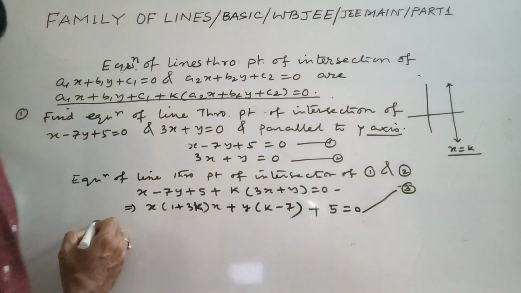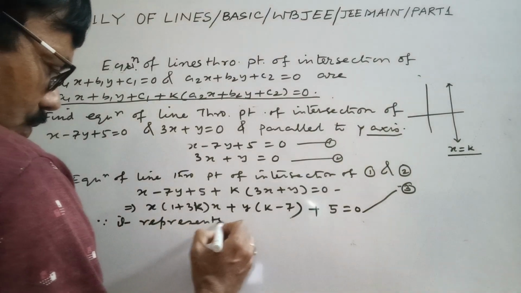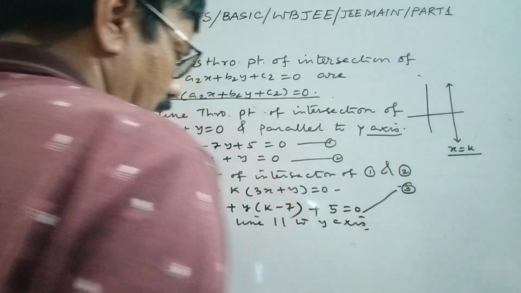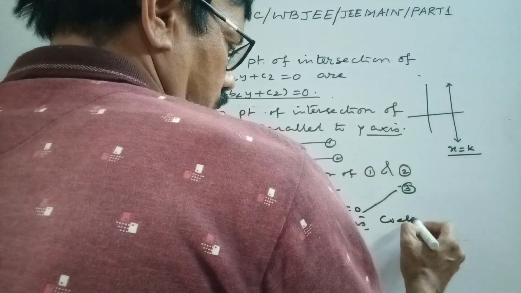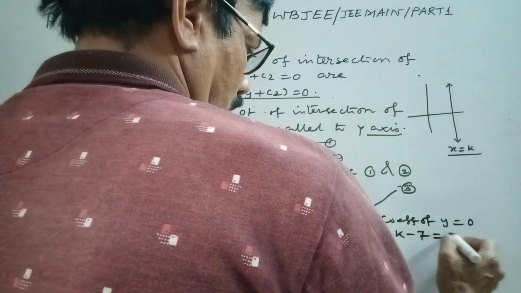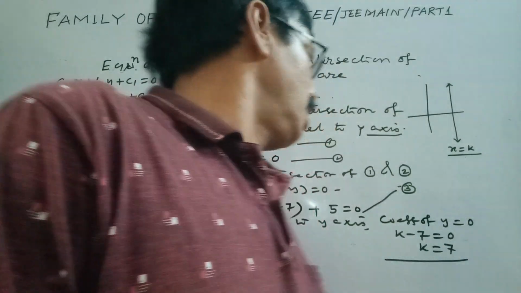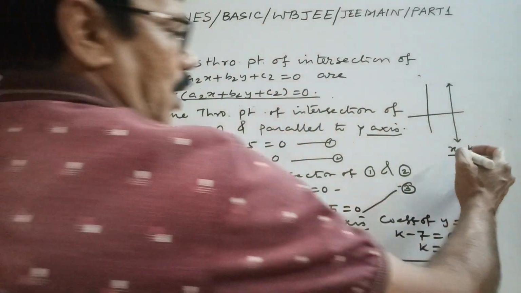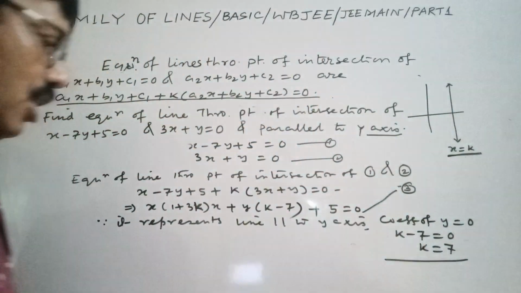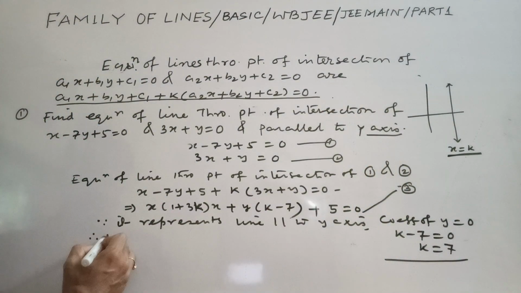So since it represents a line parallel to the y-axis, the coefficient of y equals 0. That is, k minus 7 equals 0. So coefficient of y must be 0 because a line parallel to the y-axis is represented by x equals a constant. So this is our main aim, to find the value of k. Therefore, the required line.